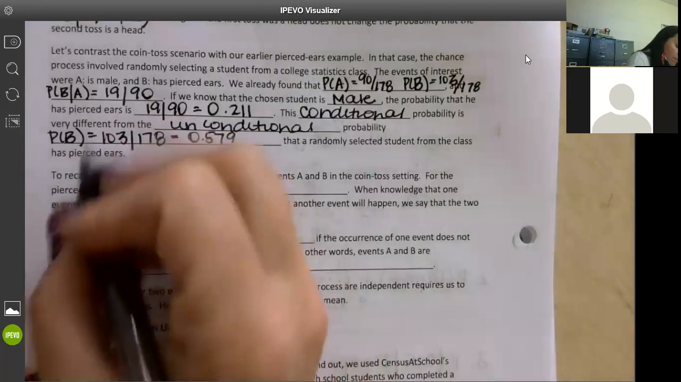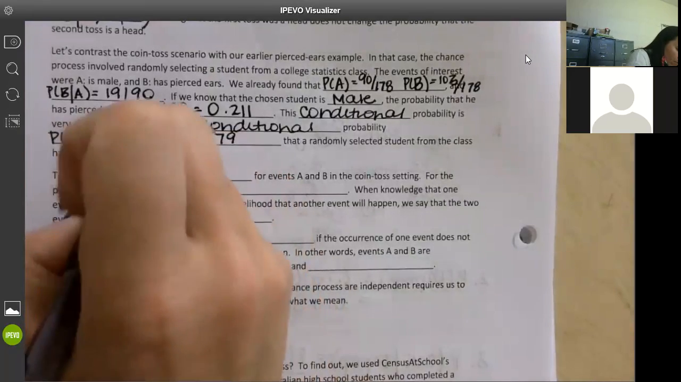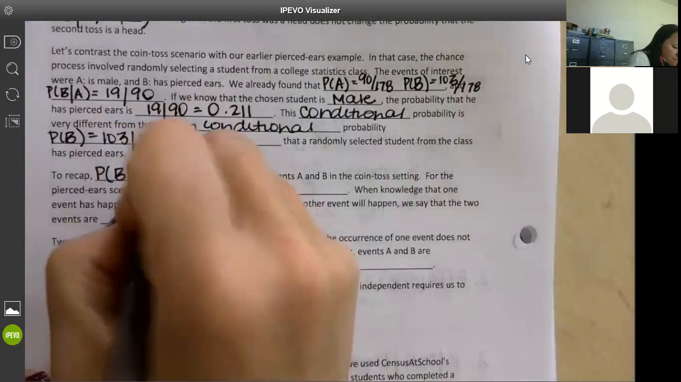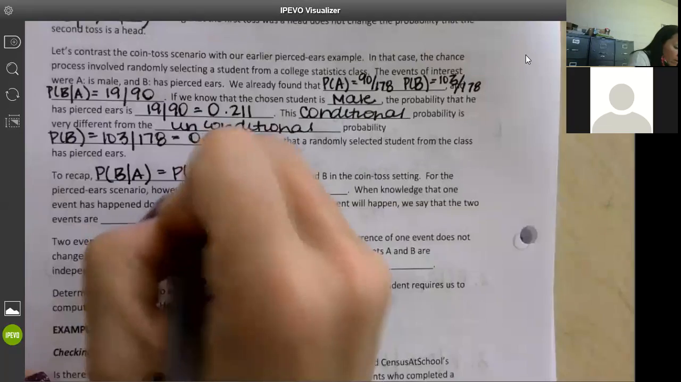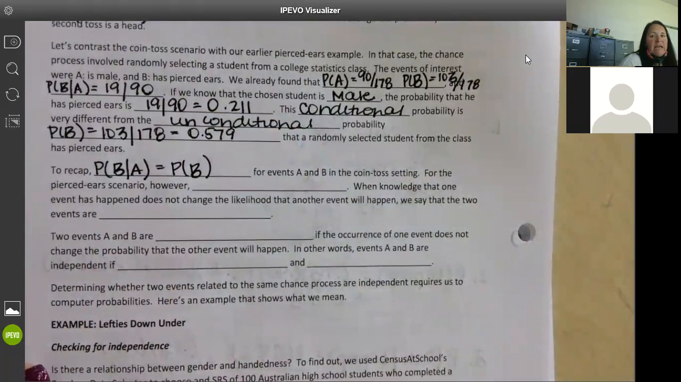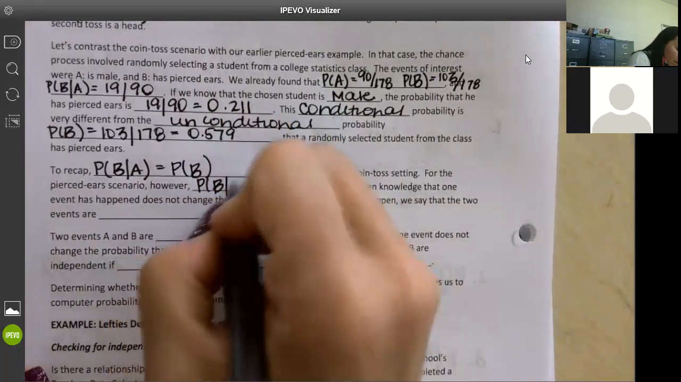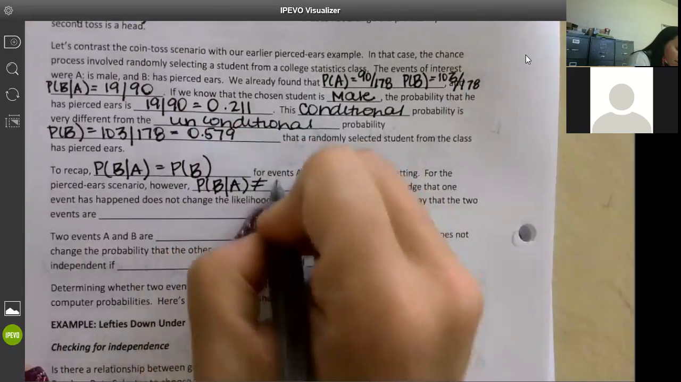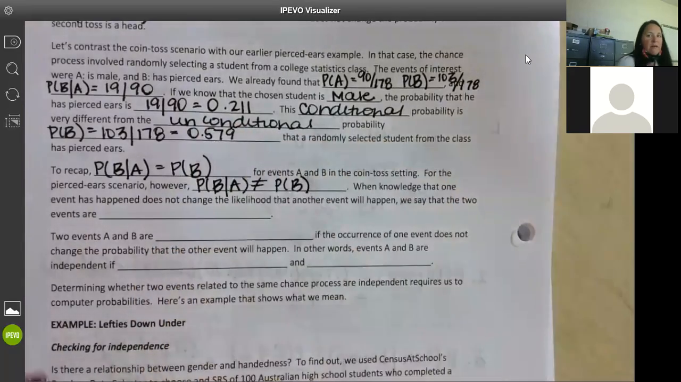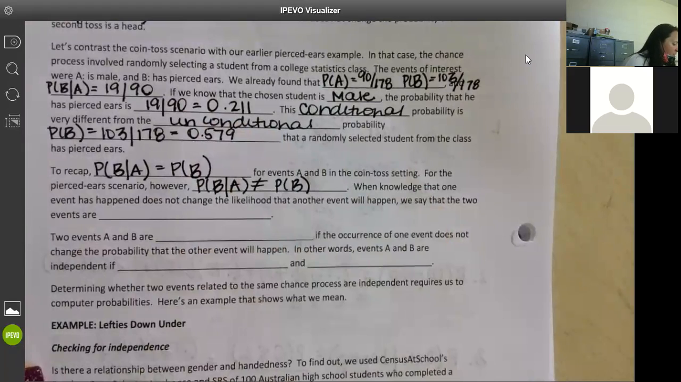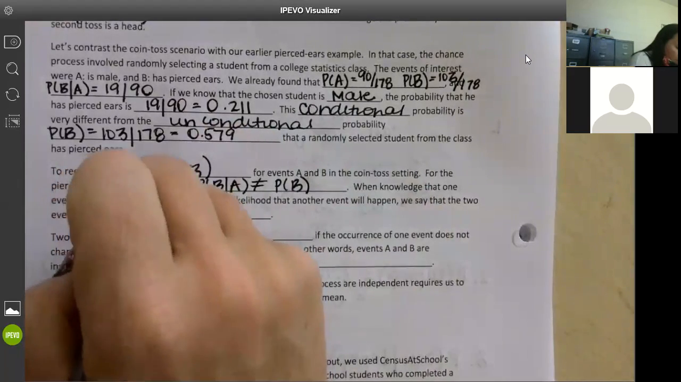So to recap, the probability of B given A can equal the probability of B for events A and B in the coin toss setting. For the pierced ear scenario, however, the probability of B given A does not equal the probability of B. When knowledge that one event has happened does not change the likelihood that another event will happen, we'll say that the two events are independent.